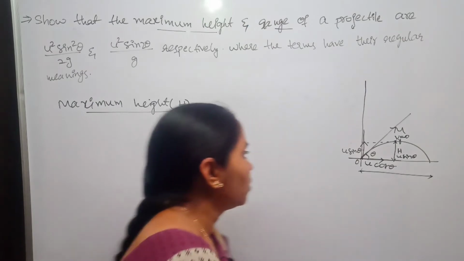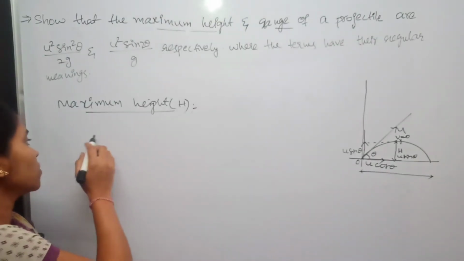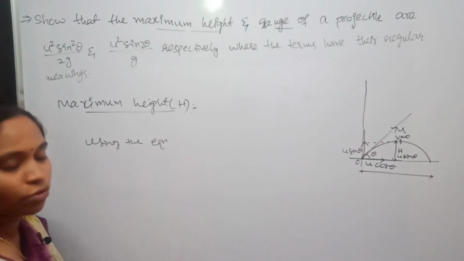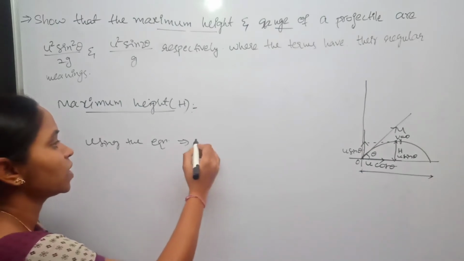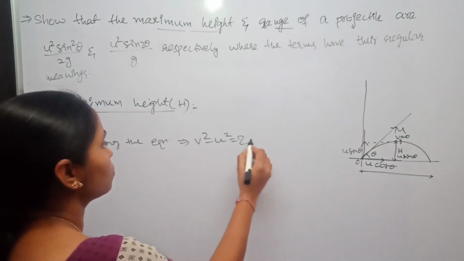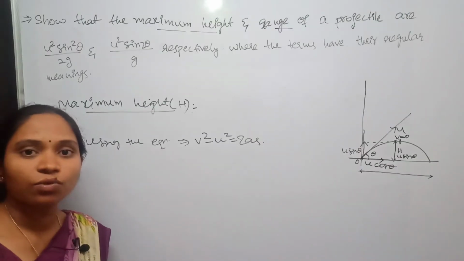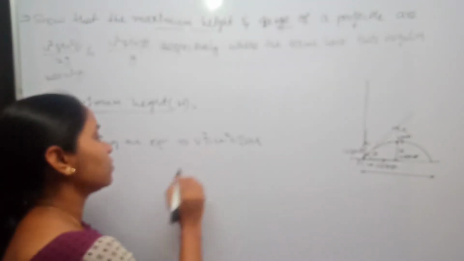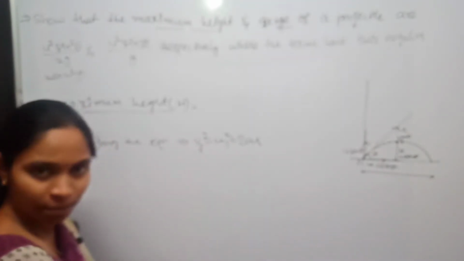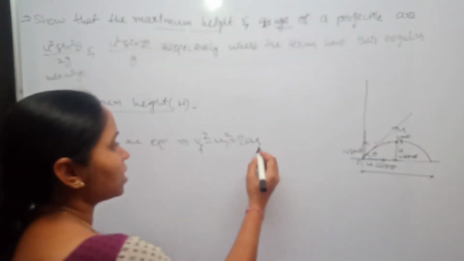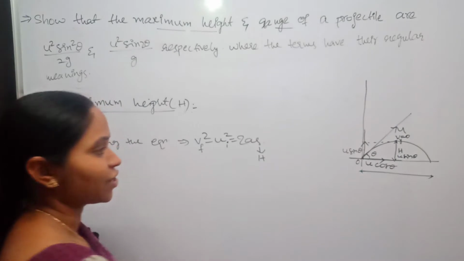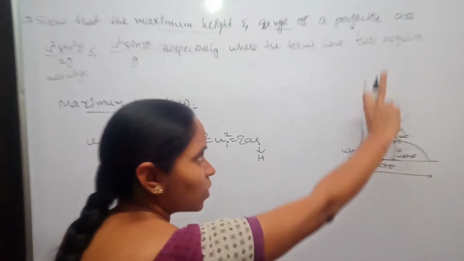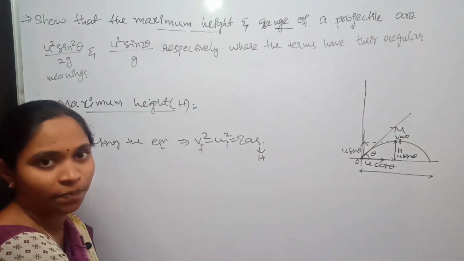Okay, now using one of the equations from equations of motion, that is v square minus u square equals to 2as. V square minus u square equals to 2as, and this will be the final velocity, this will be the initial velocity. Okay, and s is the displacement h along the vertical axis or vertical direction.